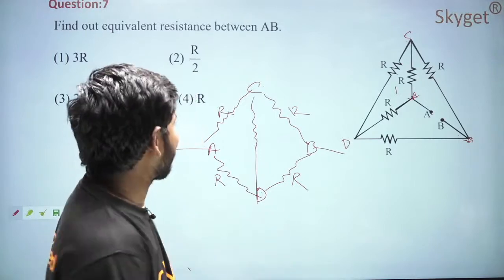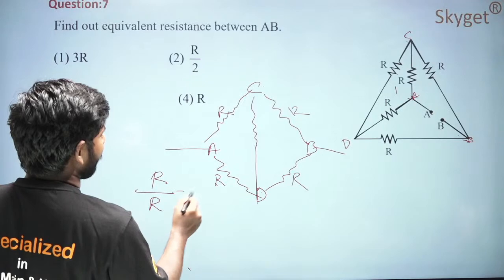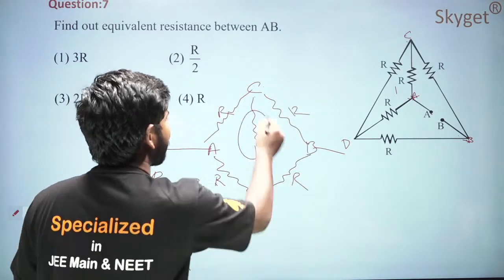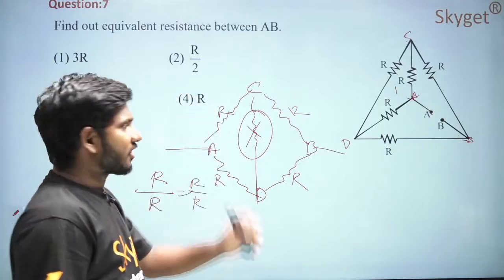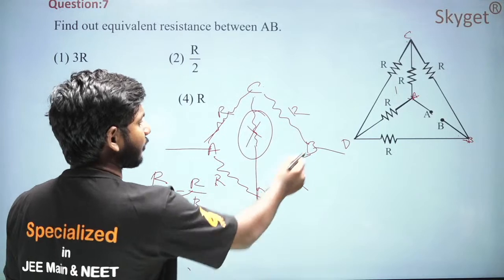It's nothing but a Wheatstone bridge. R by R is equal to R by R, that is R1 by R2 is equal to R3 by R4. Then we can remove this resistance. So current will flow directly from here to here and from here to here.